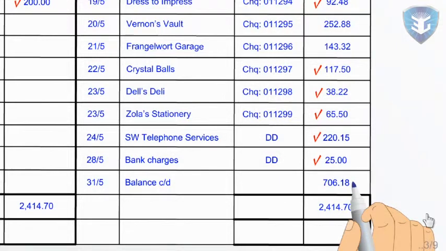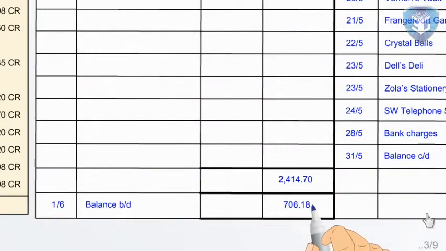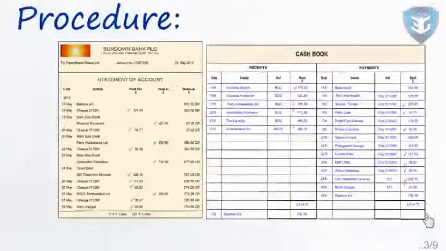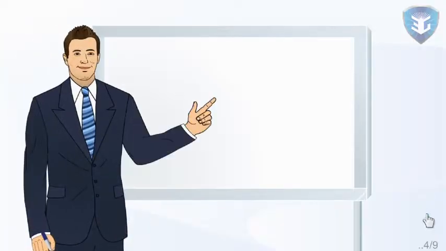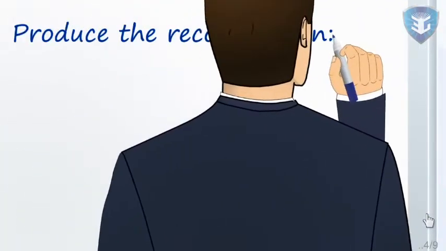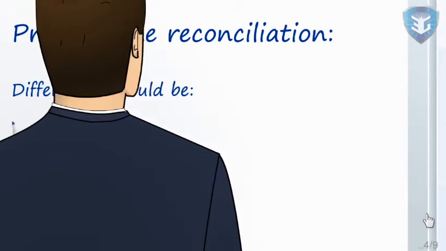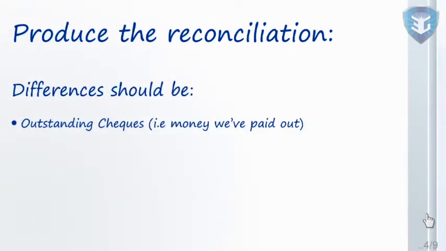This figure will become your balance carried down figure, which in this instance is £706.18. We transfer this figure to the receipt side of the cash book, below the total, and this brought down figure represents the amount we actually have in the bank, i.e. £706.18. Step 3 is to produce a reconciliation to ensure that what we think is in our bank account agrees with what the bank thinks we have in our bank account.